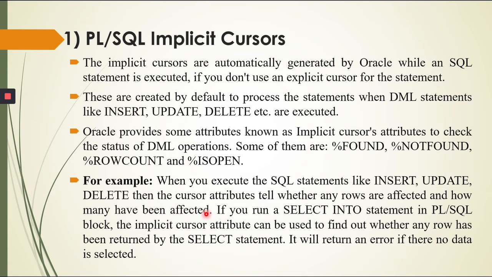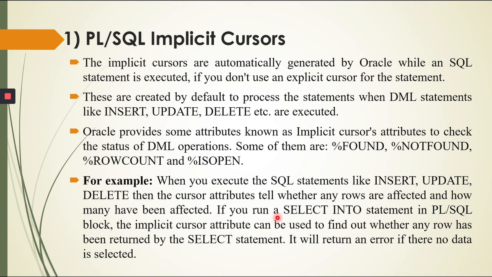As I have explained earlier, whenever we perform some operation in SQL like insert, update and delete, our database will change. Suppose we insert 5 rows, then 5 rows will be affected. If we update 2 rows, then 2 rows will be affected in the original database. If we delete 1 or 2 rows, then these rows are affected. These cursor attributes tell us how many rows are affected.